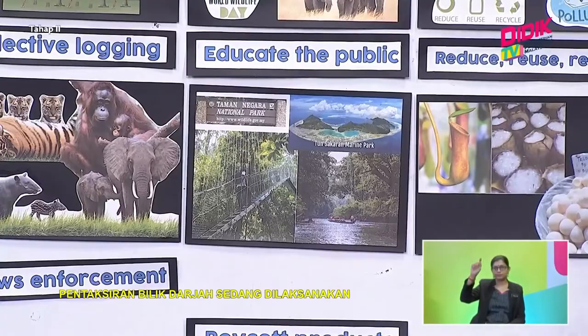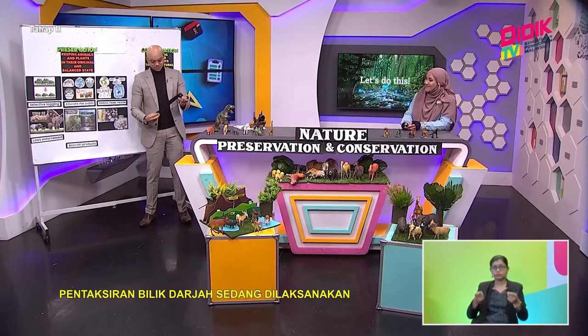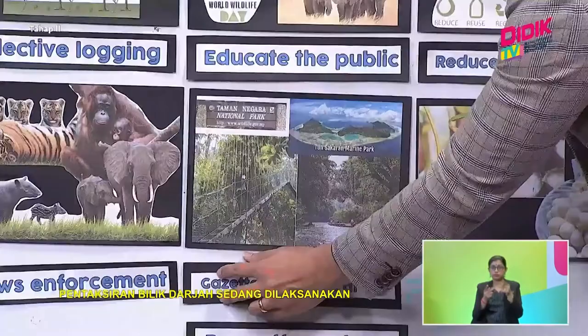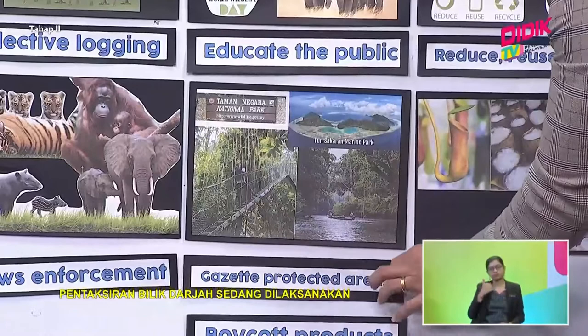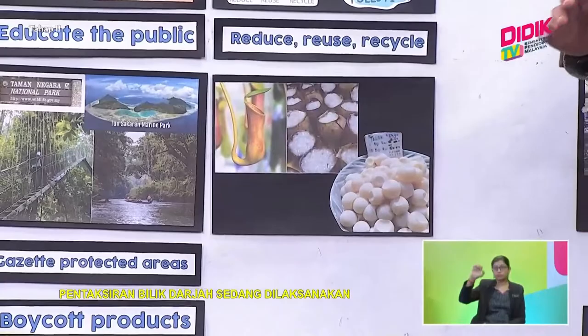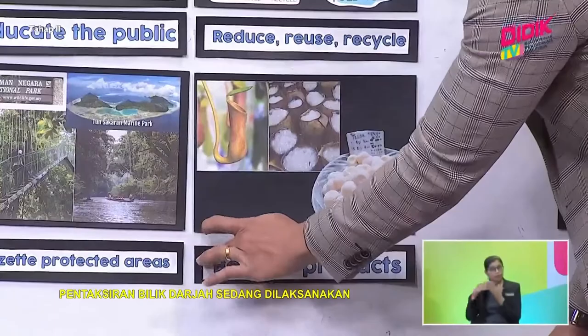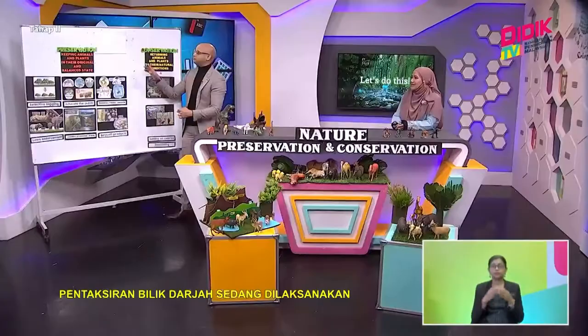Have you been to any protected areas like Taman Negara? Yes, I've been to Taman Negara, actually, our national park. Yes. Beautiful place. And it's really well managed to ensure that it's well taken care of. Yes. And last but not least, we see turtle eggs, and all these other plants, which we should not take because it's an endangered species. Yep. And that's why we have to boycott them. Boycott these products. There we go. And I think we have completed the preservation side.